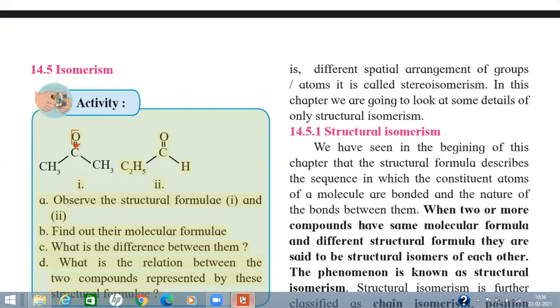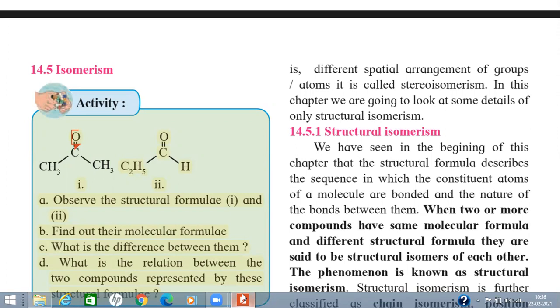Good morning, students. In the last lecture, we had studied the classification of organic compounds on the basis of functional group. So we had studied 23 different types of functional groups present in organic compounds. The next point from this chapter is to study isomerism. This is an important concept in organic chemistry.